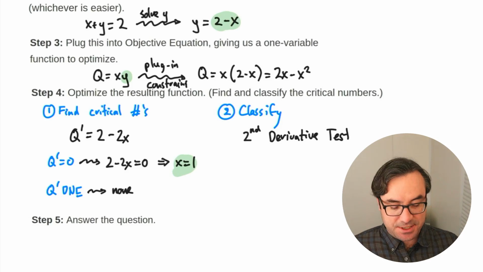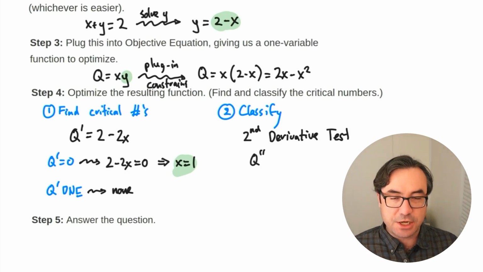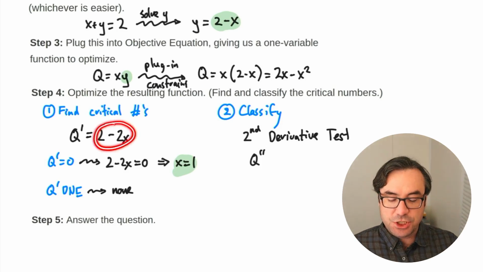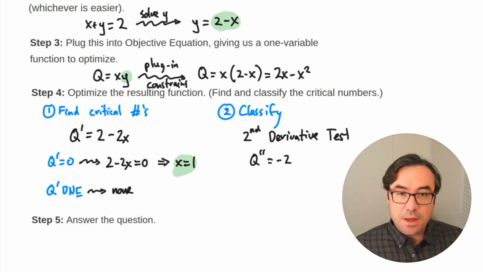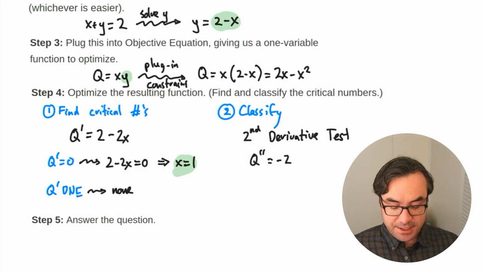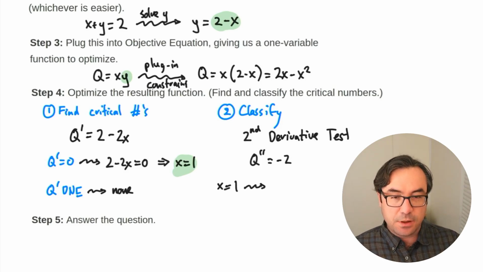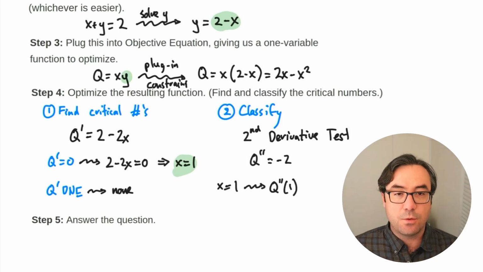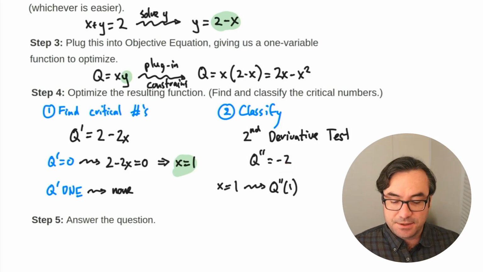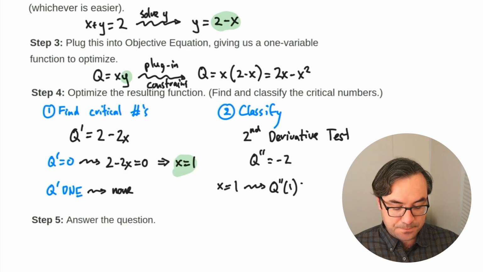So as the name suggests, we got to calculate our second derivative. So we'll calculate q double prime. Differentiate this, we get negative 2. And the way we do our second derivative test is we take the critical number that we're interested in classifying and we plug it into our second derivative. So we're going to plug in x equals 1 into our second derivative function here. Now this second derivative is just a constant. So in this case, when I plug x equals 1 in, I end up getting negative 2.